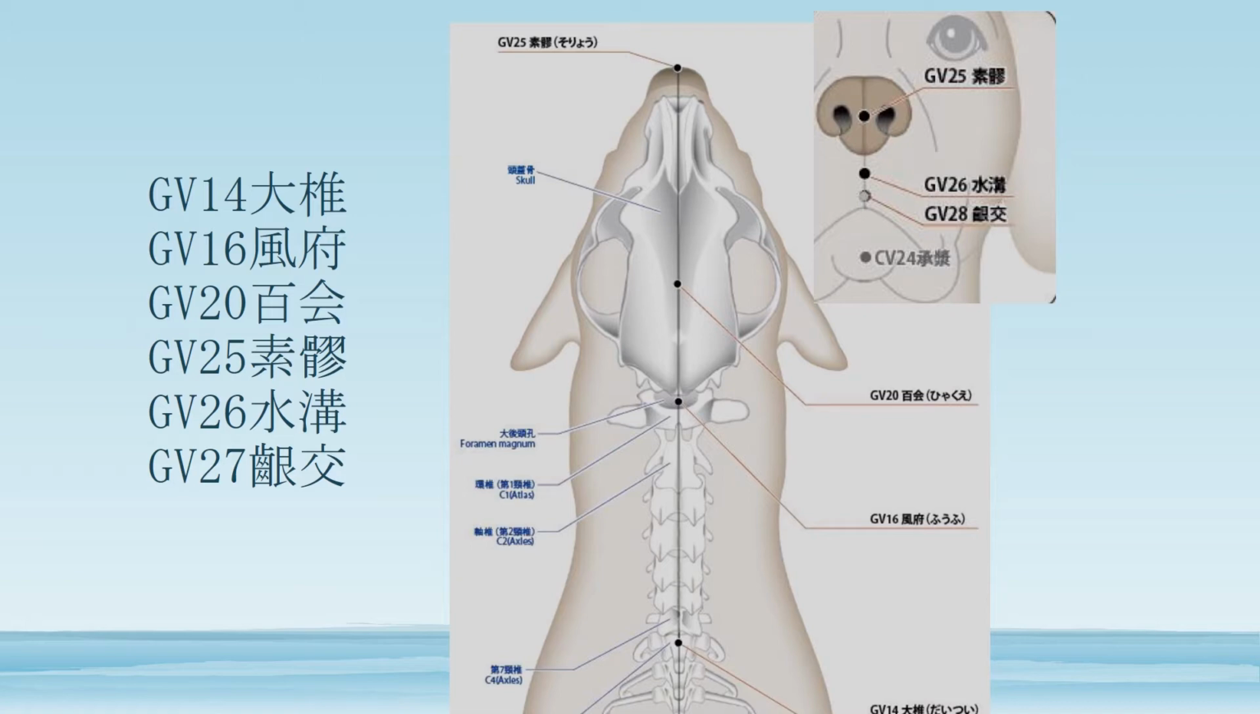And then you go down. Next is GV26. It is 1/3 from the upper lip. Next is GV28. Lift the upper lip and it is inside the mouth. It is the last acupoint of the governor vessel.